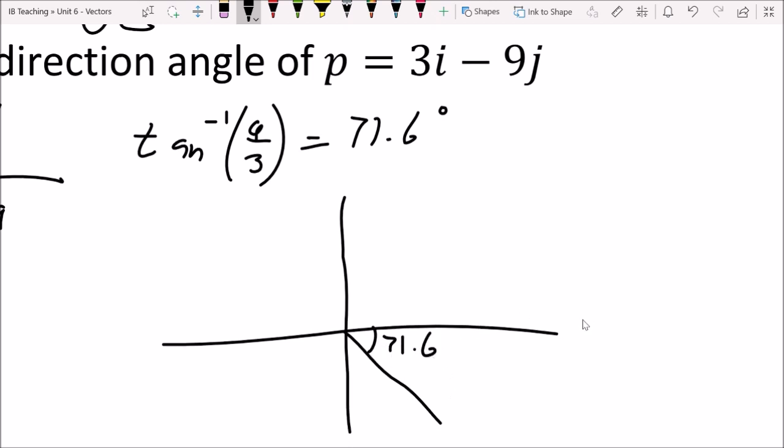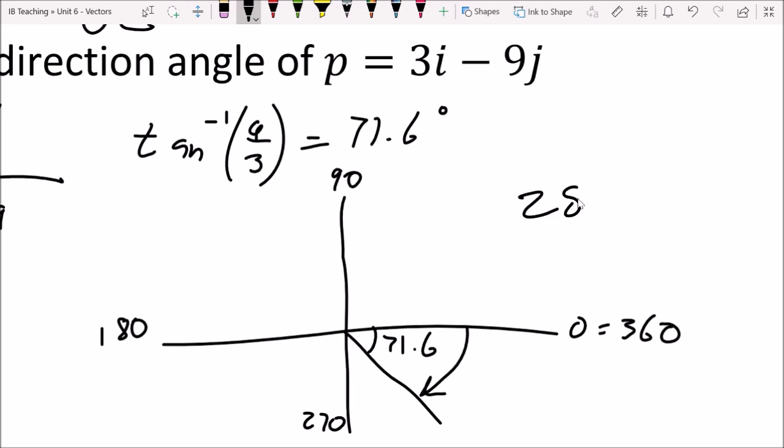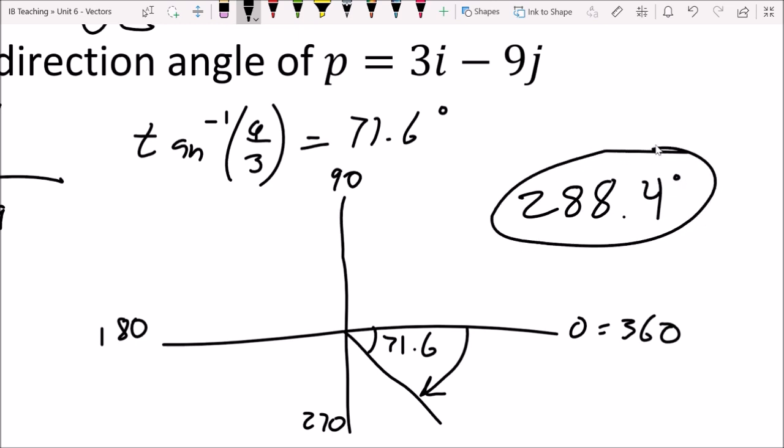So I'd want to remind you that on the unit circle, this is 0 degrees, that's 90 degrees, here's 180 degrees, here's 270, and if you went back around, you could also call this 360. So the direction angle is somewhere between 270 and 360. The easy way to do that is to take 360 and subtract off 71.6 degrees. And that's 288.4. So that actually is the direction angle for this vector.